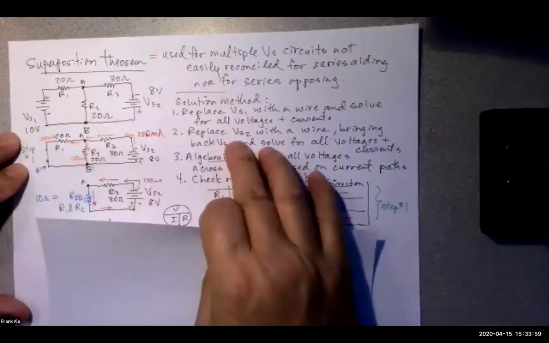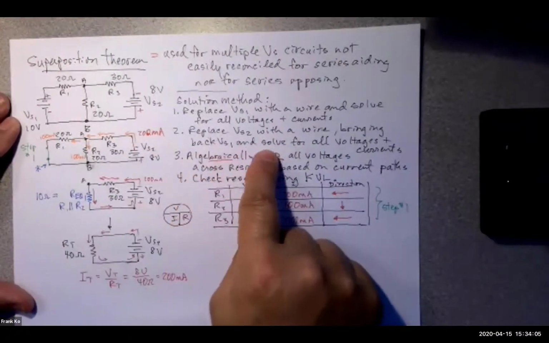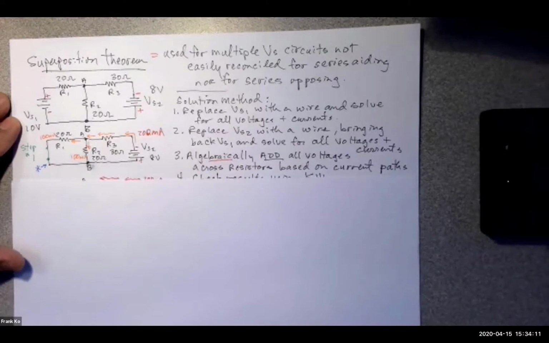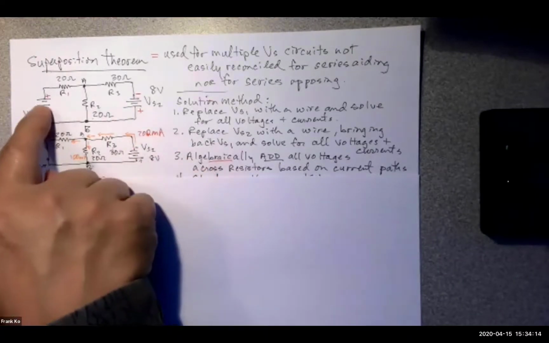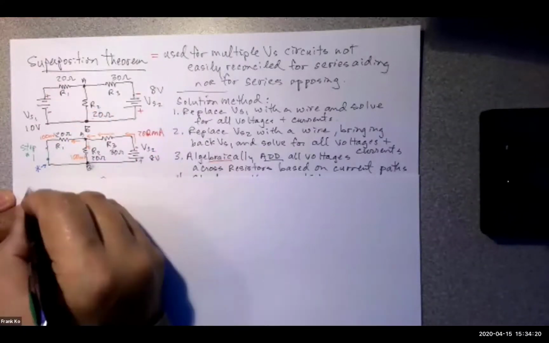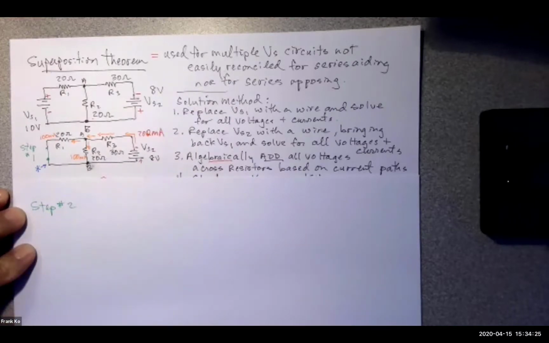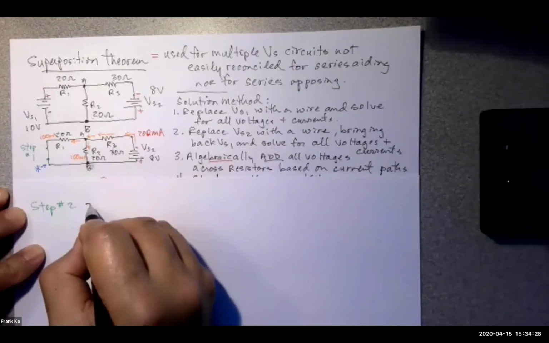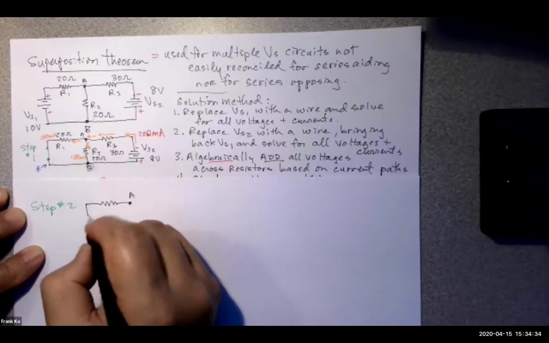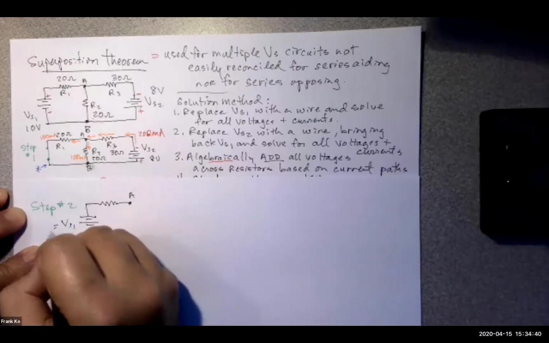So step 2 says, what are we going to do? We're going to replace VS2 with a wire, but we bring back VS1 and solve for all voltages and currents as we've done here. So with a separate piece of paper, I'm going to redraw the circuit based on step 2. So here is step 2. I'm going to bring back, so here's my point A, my VS1, and VS1 was equal to 10 volts.